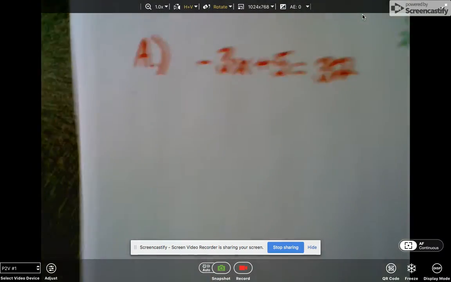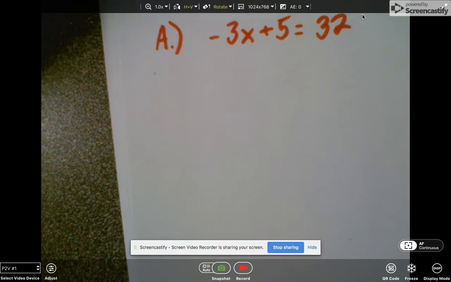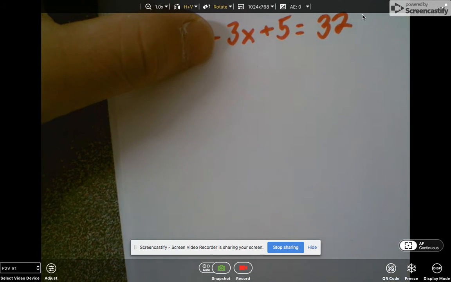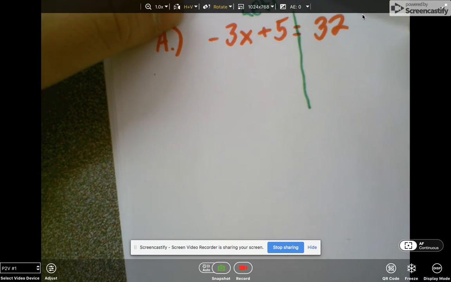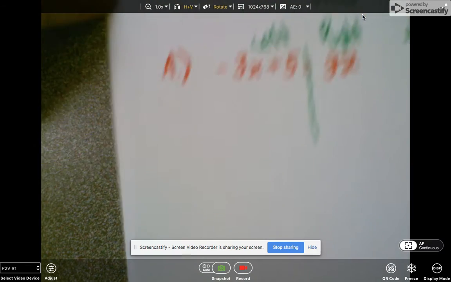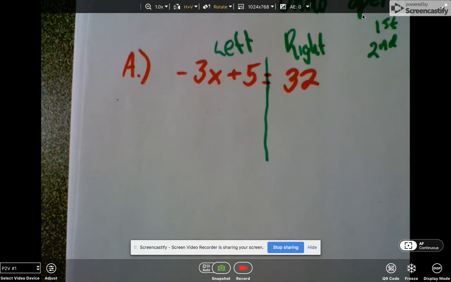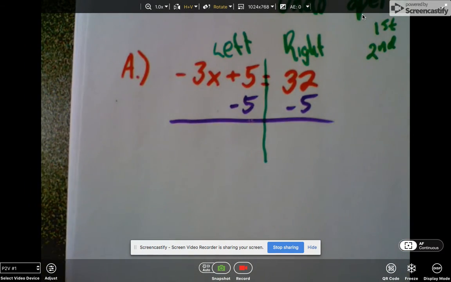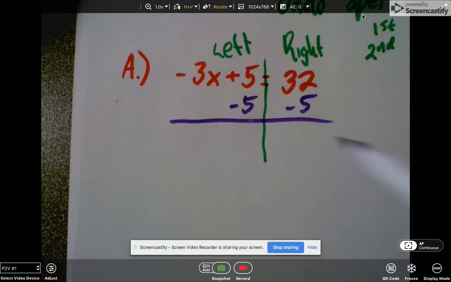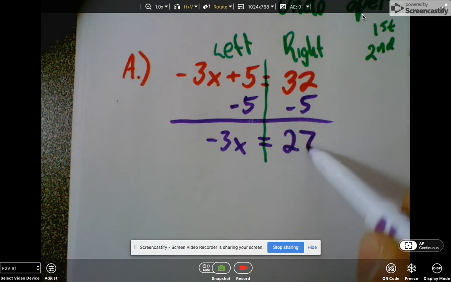For the first one, this is a pretty traditional two-step equation. You can see that the x is on the left side of the equation, so you can put a line here. So this is left, and this is right. So the x is on the left side. Everything looks nice and easy to do. So can someone tell me the first step of this two-step equation? So you're right, you minus 5 here, minus 5 here. So again, we undo the addition or subtraction, do it to both sides. You're left with negative 3x equals 27.